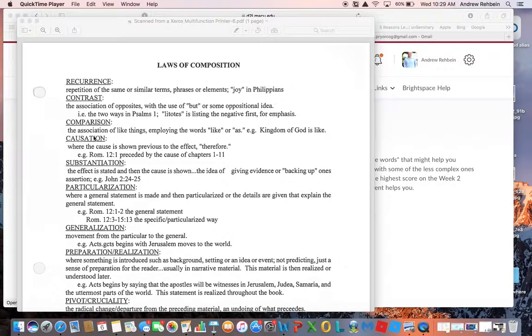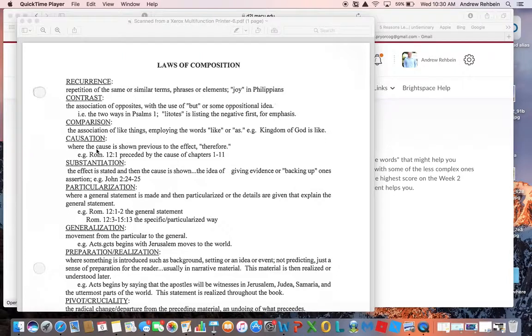Comparison is kind of the opposite of that, right? We're comparing like things. It's the association of like things. And again, we usually have these clue words, like or as. This is easy to identify because if you're reading, those words start popping out at you and you go, wait a second, like or as. We're comparing something. It's as simple as that. That's a law of composition at work. So you're going to observe that and give the reference.